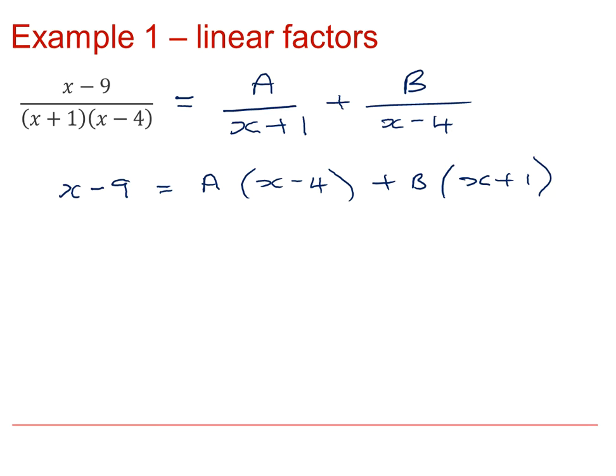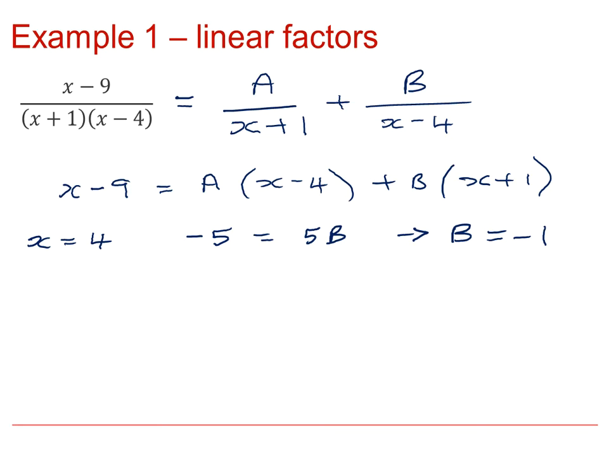Now, we can use specific values of x on this identity in order to work out these values. So, if for example we chose that x was going to be equal to 4, then the x minus 9 would be minus 5. The x minus 4 would be 0, so we won't get A times anything. And we would have x plus 1 is 5 lots of B. This then tells us that B must equal minus 1.